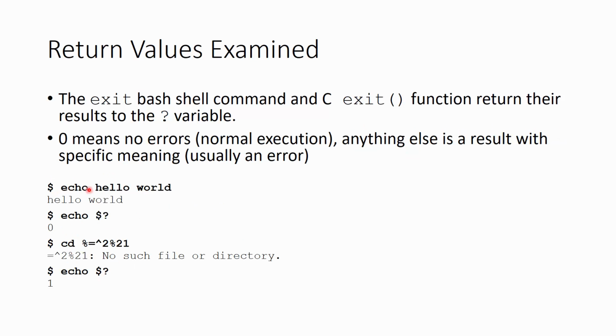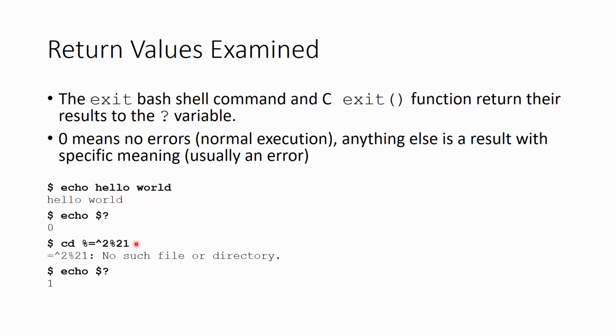So in this case, a couple more examples here. Here's echo hello world, and I see that I get a hello world text out of it. I can evaluate the question mark parameter to see that its value is 0, which means that the echo command succeeded successfully. It succeeded successfully? Yes, it did. It succeeded successfully.